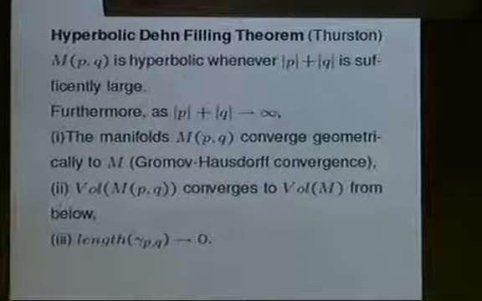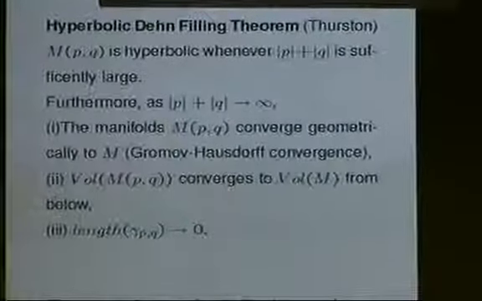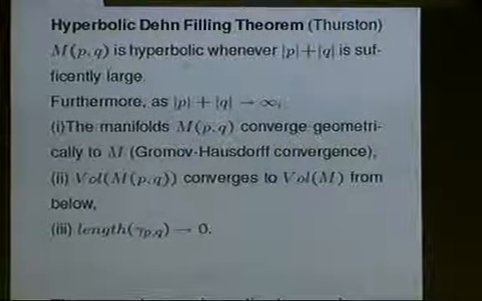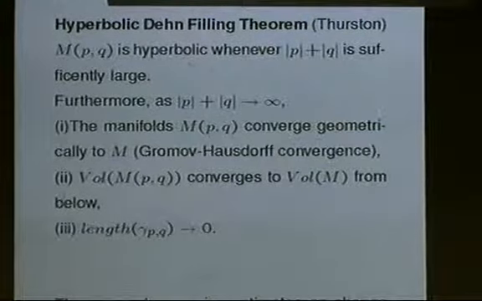Now we can actually say a lot about how the geometry changes when you do Dehn filling. So this first result basically goes back to Thurston in his Princeton lecture notes. The first part of the theorem, which I mentioned already, says that this Dehn filling is hyperbolic whenever the size of this surgery curve is sufficiently large, for instance, when the absolute value of P plus the absolute value of Q is sufficiently large. So there's just a finite number of exceptions where the result is not hyperbolic.